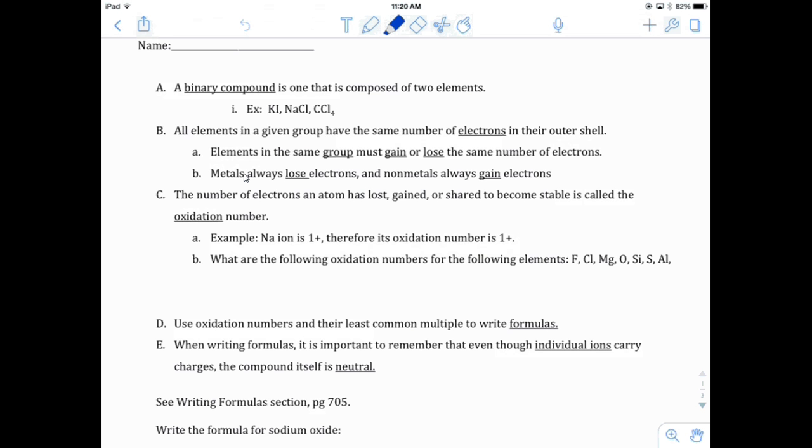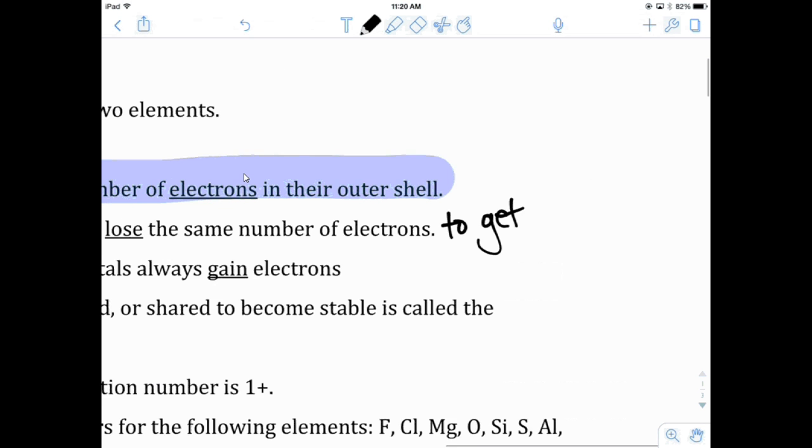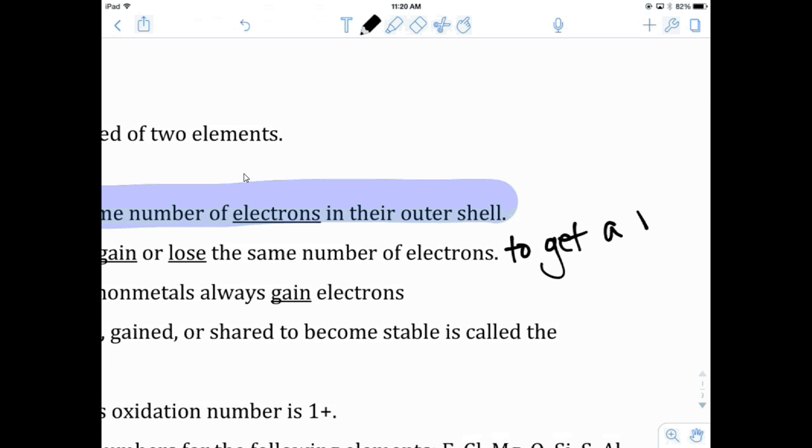All elements in a given group have the same number of electrons in the outer shell. Now this should be nothing new to you. Elements in the same group have the same number of electrons in the outer shell, and so elements in the same group must gain or lose the same number of electrons to get a full outer shell. Once again, the whole point of bonding is to get a full outer shell.